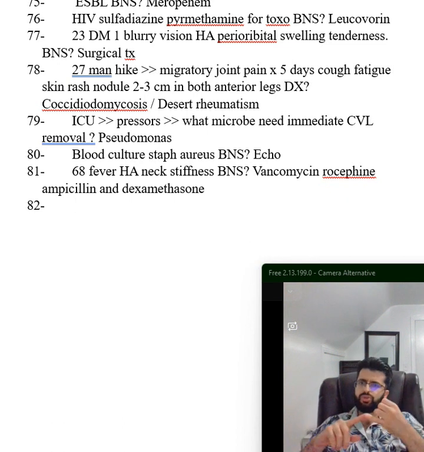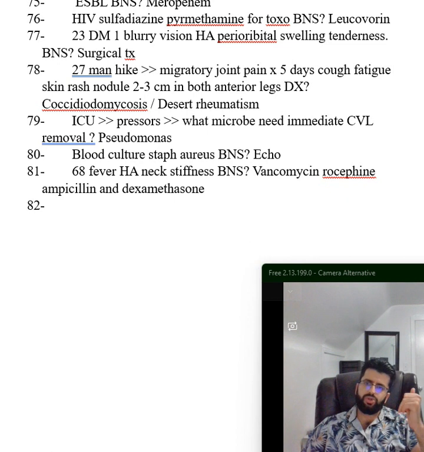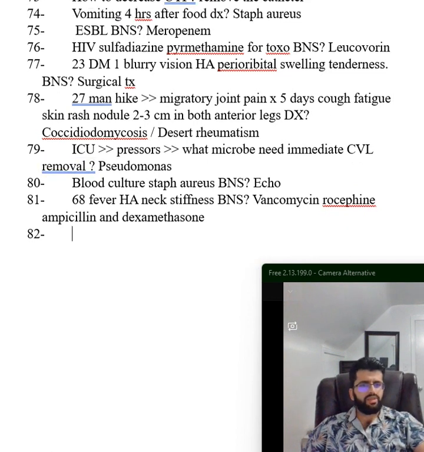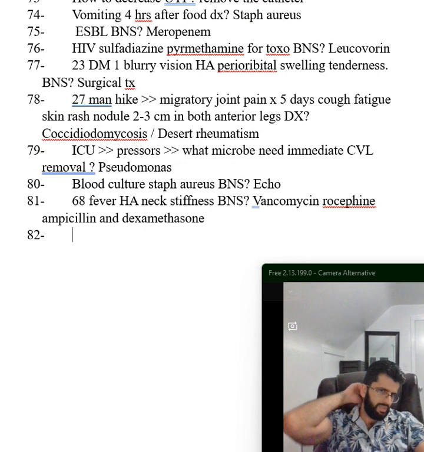Alternative to cefepime, you can do ceftazidime or meropenem as well. Alternative to ampicillin, you can do Bactrim. Okay, can be helpful. Alternative to ceftriaxone, you can do cefotaxime. Okay. And that summarizes this meningitis management.